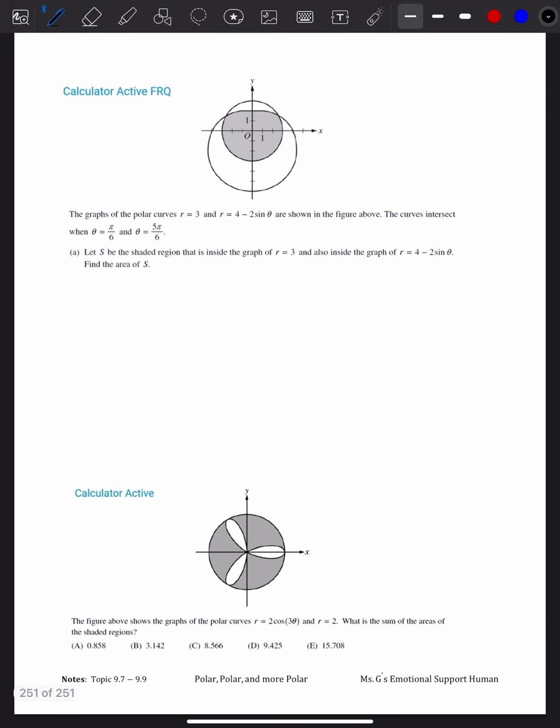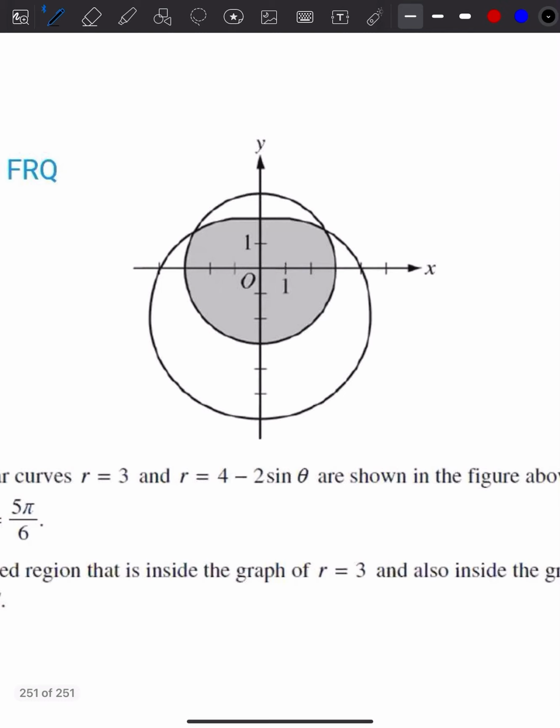So we have two other problems here about area between two polar curves. The first one: the graph of the polar curves r equals 3 and r equals 4 minus 2 sine theta are shown above. The curves intersect at pi over 6 and 5 pi over 6. So the first thing that I would do is label what we have. Even if I don't necessarily know what either of these graphs look like, whenever I see r equals a number, that tells me it's going to be a circle. So this right here is our r equals 3, and this is our 4 minus 2 sine theta.